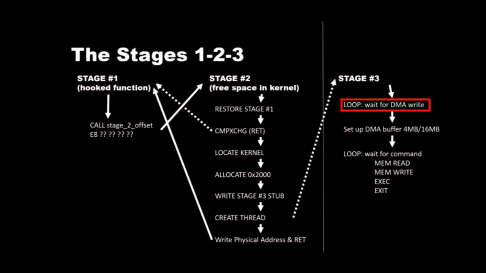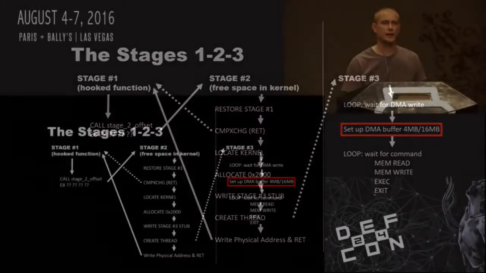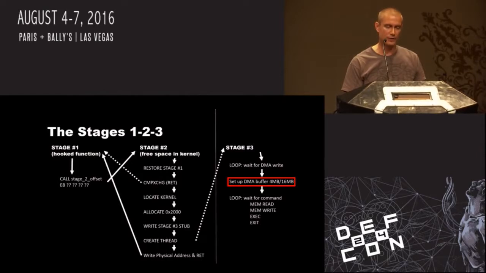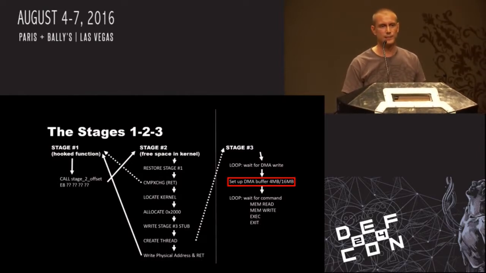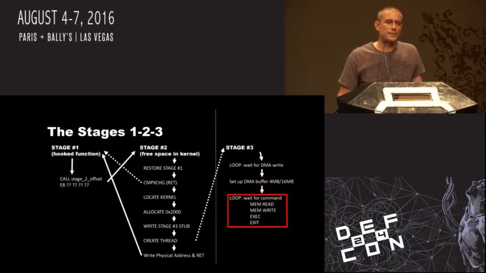so it exits, and it starts by setting up a DMA buffer, which is around 4 to 16 megabytes big in lower memory. And then it starts looping, waiting for commands. The commands are pretty much read memory, write memory, execute code, or exit.